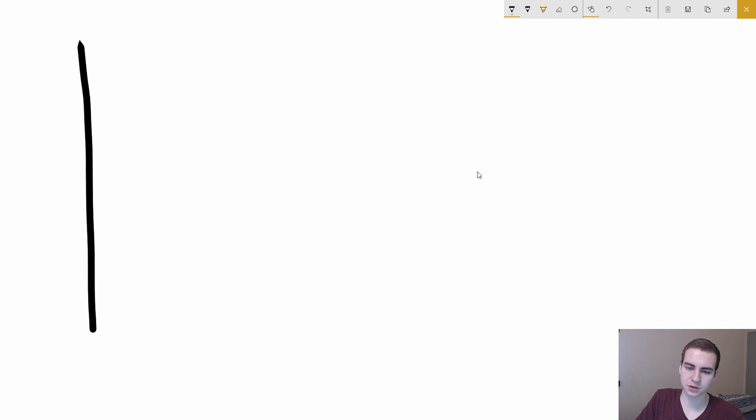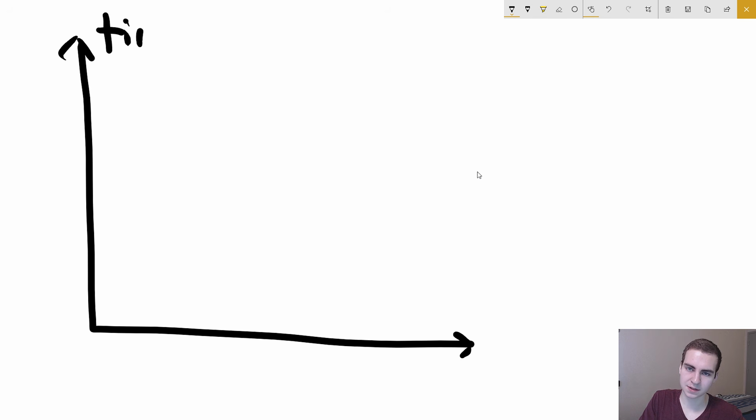So what we're going to do is I'm going to draw 2 axes here, okay? And I'm going to call this my time axis, okay? And this is going to be n. Now, I haven't talked about n yet, so that's what we're going to do now.